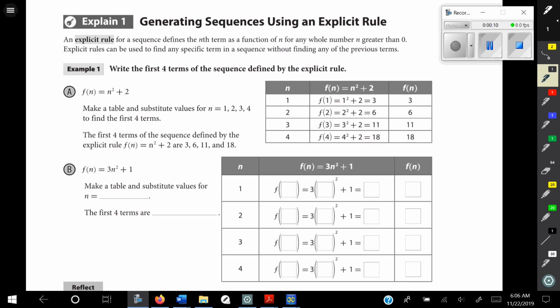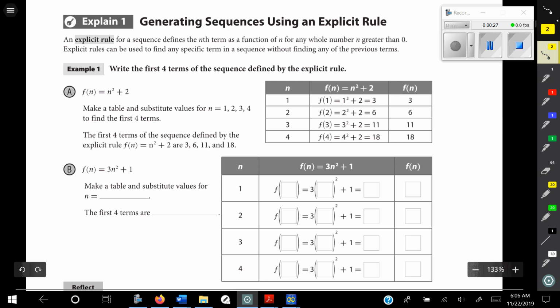Okay, so let's begin. An explicit rule for a sequence defines the nth term as the function of n for any whole number n greater than 0. Explicit rules could be used to find any specific term in a sequence without finding any of the previous terms. So this is very important. Specific term. The actual term you're looking for. You don't need to know the previous term in order to find it. So you're going to plug in that number term to find out what you're looking for.